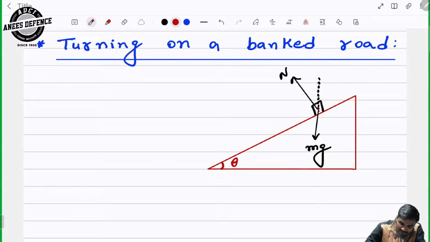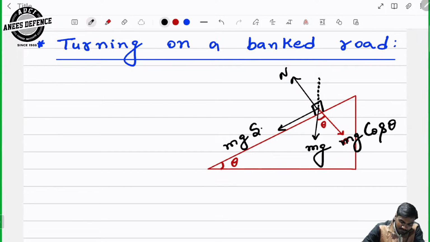Extend this line. The angle is theta. This angle is also theta. Take the components of mg. So on this side you can write mg cos theta, and perpendicular to mg cos theta, you can write the component mg sin theta. Yes or no? Yes. Mg cos theta, mg sin theta.